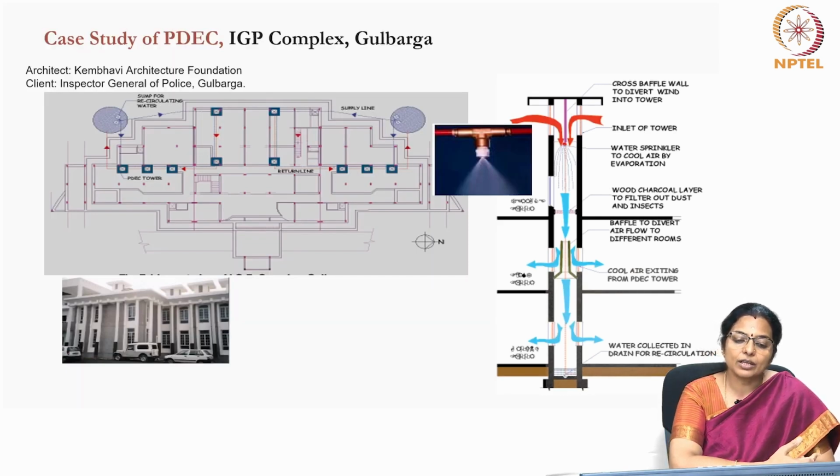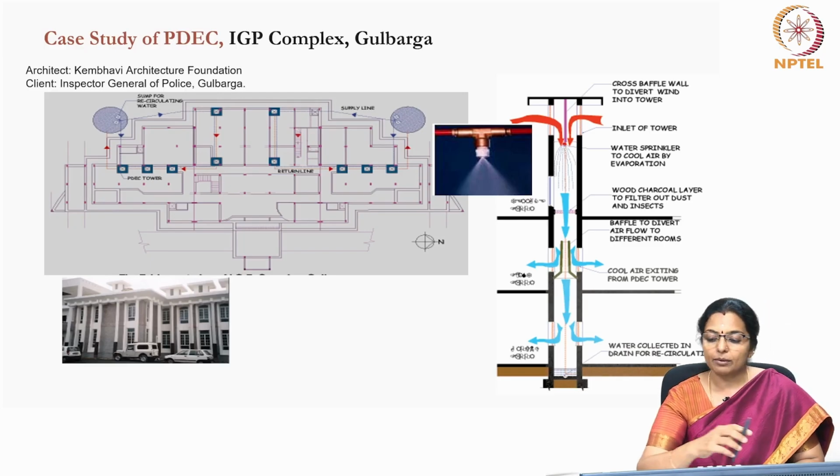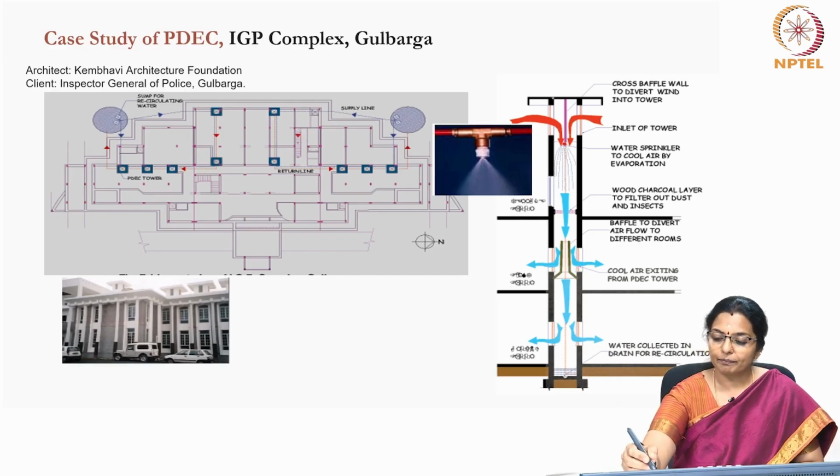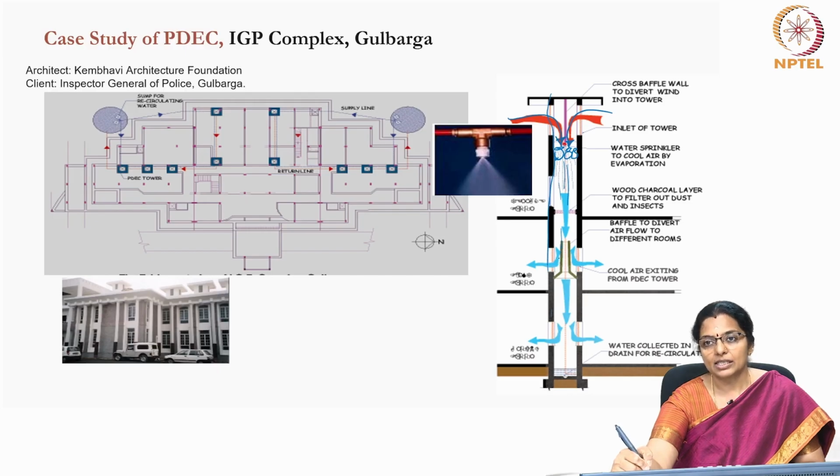We had seen passive downdraft evaporative cooling. If you remember, the PDEC functions by having a wind tower like this, and then warm air is sucked inside and it is made moist either with micronizers or with damp pots. And this moist air comes down because it is heavier, and then through the baffle walls the cool air enters the room.